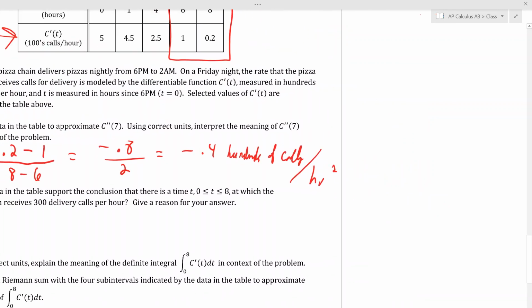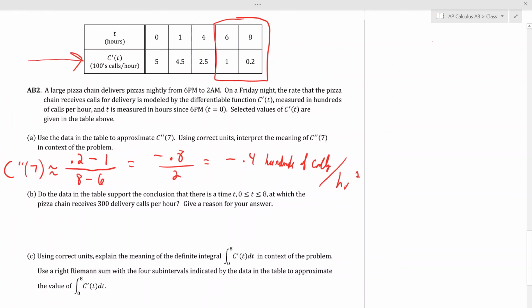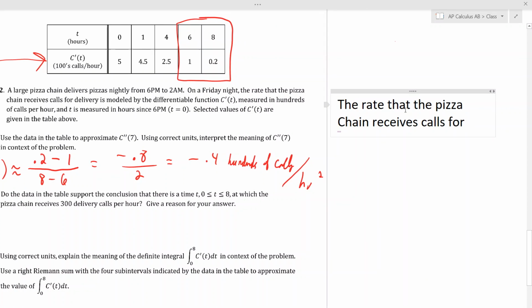All right. Remember I told you how to explain what a derivative means. I'm going to type it over here. Let me get my fancy keyboard. Let me make this a little bigger so everybody can see it. When you explain what a derivative means, all you're going to do is name the function you're talking about. They said C prime of t is the rate that the pizza chain receives calls for delivery.